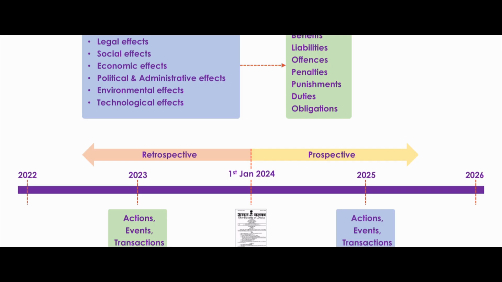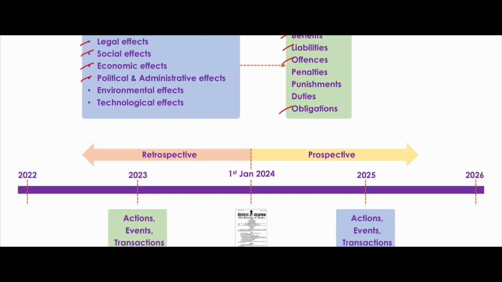What is the meaning of prospective and retrospective operation of statutes? First of all, consider the effects of a statute. They can be legal, social, economic, political, etc. These effects are essentially the creation of some rights, benefits, liabilities, offences, obligations, etc.